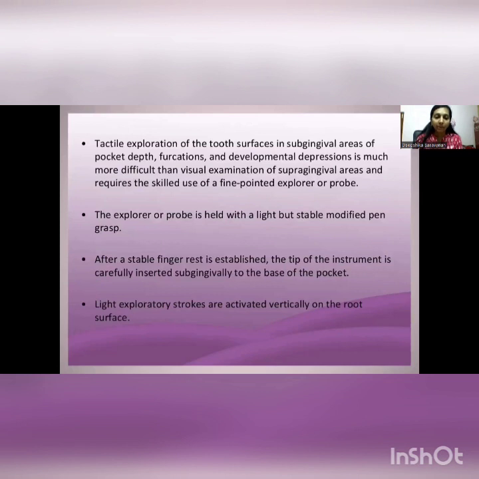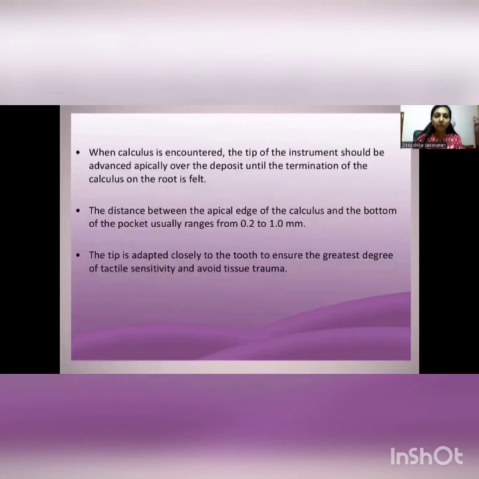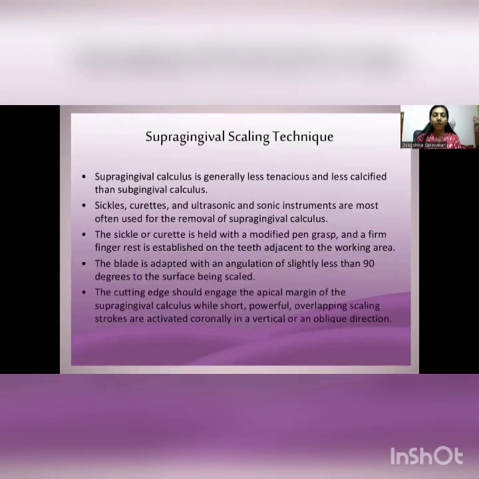After a stable finger rest, the tip is carefully inserted and then light exploratory strokes can be used. When calculus is encountered, the instrument should be advanced apically over the deposit until its termination. The apical edge of calculus and the bottom of the pocket usually range between 0.2 to 1 millimeter. The tip is kept close to the tooth to ensure the greatest degree of tactile sensitivity.